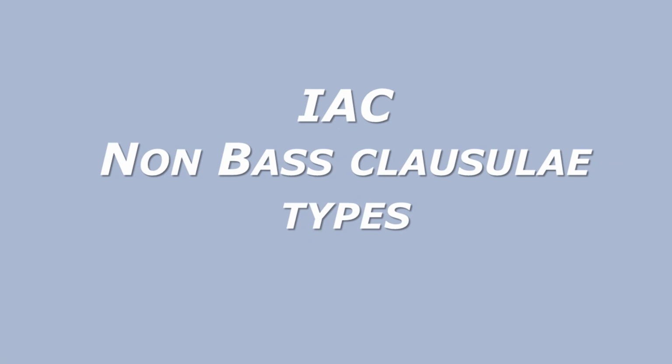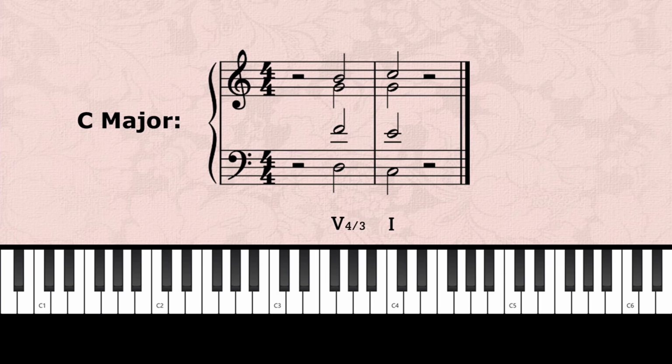Non-base clausula types. The following types of imperfect authentic cadences are considered the weakest ones, and depending on the context, some authors may not even consider them as actual cadences, but rather as part of tonic prolongation techniques, which is a topic we may discuss in depth in another video.